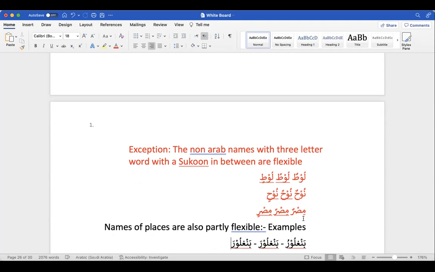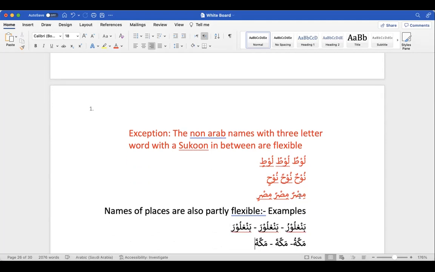Likewise, the name of a country. The place names are also something that I didn't mention. Okay, that I'll mention inshallah. The place names are also partly flexible.